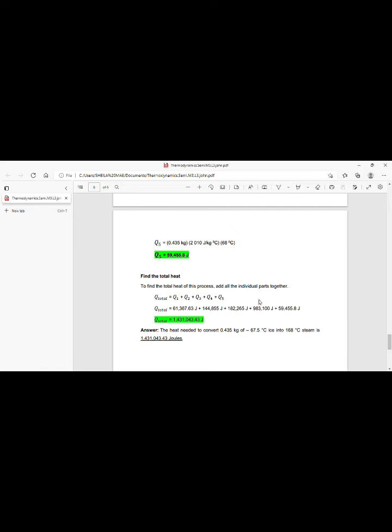Add it all, and then we'll be able to find the total heat energy, which is 1,431,043.43 joules. The heat needed to convert the 0.435 kilogram of negative 67.5 degrees Celsius ice into 168 degrees Celsius steam is this, the total heat energy, 1,431,043.43 joules.